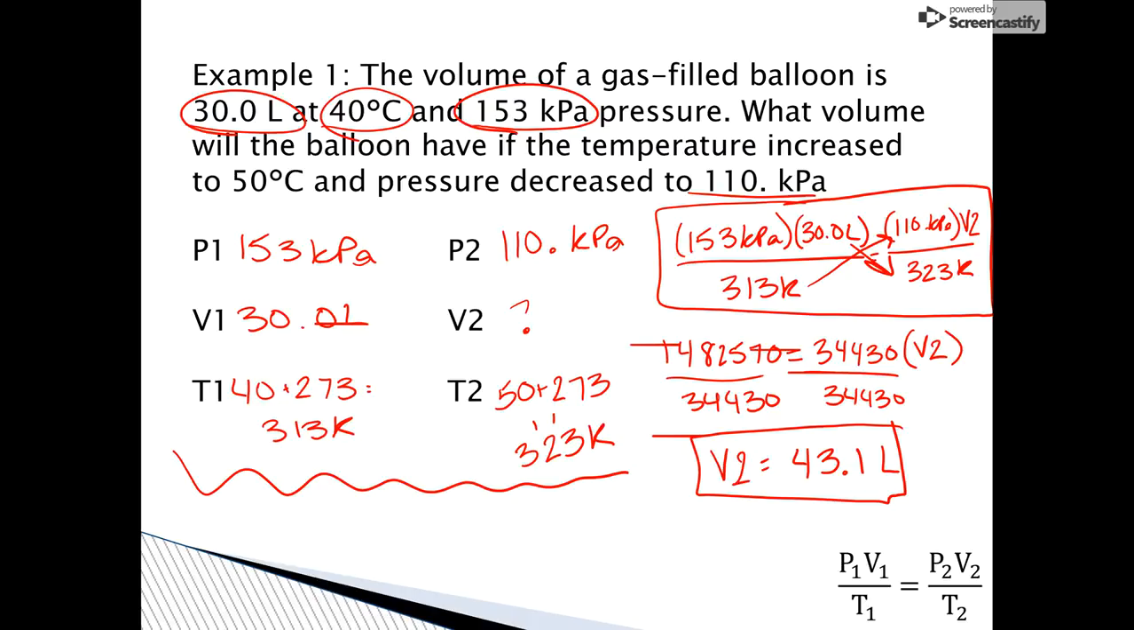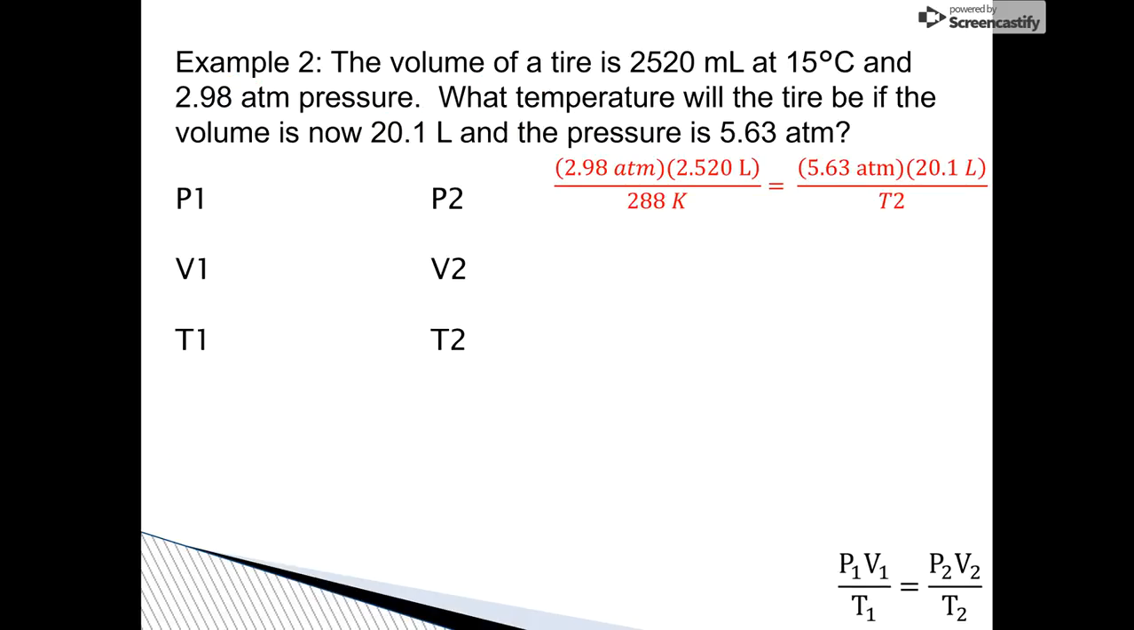Take a moment to read it. Okay, here's what the equation is going to look like in the end, but here's how I figured out how the equation should be set up. It says the volume of a tire is 2520 milliliters. So that's my first volume. But that's in milliliters, not liters, so I divide by 1,000, and I get 2.520 liters, which is how this number came to be in the setup.